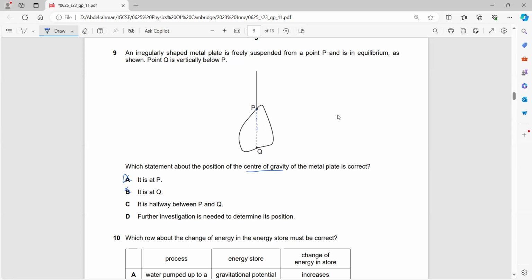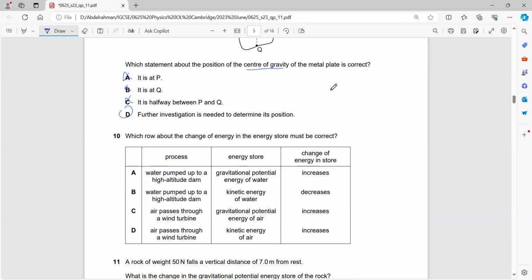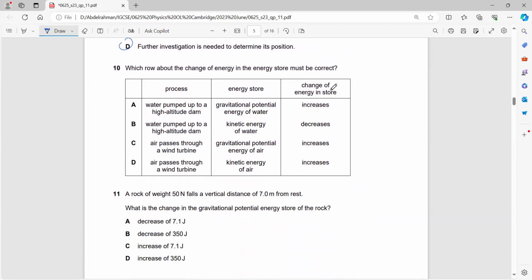Is it halfway between P and Q? We're not sure, so we cannot choose C. Further investigation is needed. You need to suspend it from another point and find the point of intersection. It could be halfway, it could not be halfway. We have no idea.